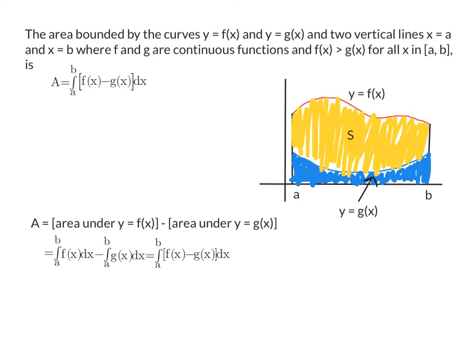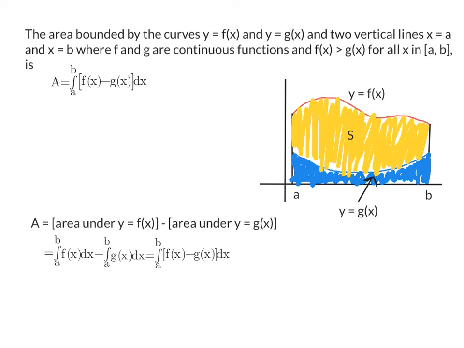Now, based on what we learned previously, instead of looking at just rectangles, we can use the antiderivative, or the integral, of these two functions. The integral from a to b of f of x minus g of x dx will give us the area S that I've shaded over there in yellow. And the blue shaded part is the area under the curve g of x.